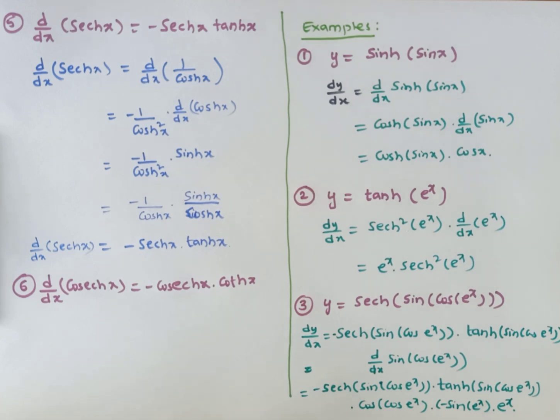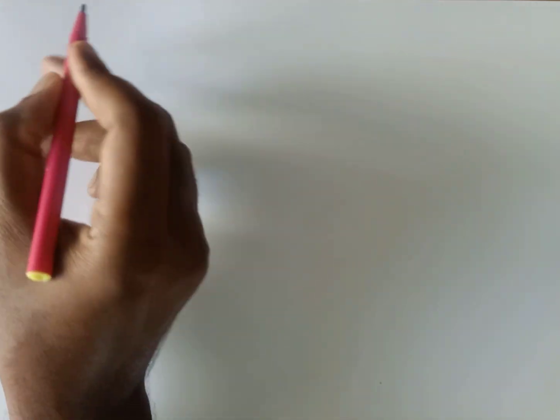Okay, now this is the answer for this problem. Now this is the product: secant h, tan h, into cos, minus sin. So next, fourth problem.